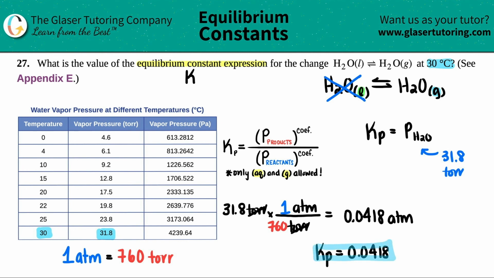Kps are just used as ratios. So any ratio, doesn't matter what it is, it's unitless. It has no units. So even though this is the pressure of the H2O, there are no units for Kp.